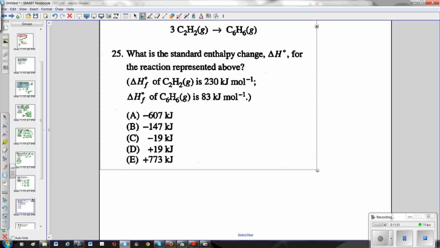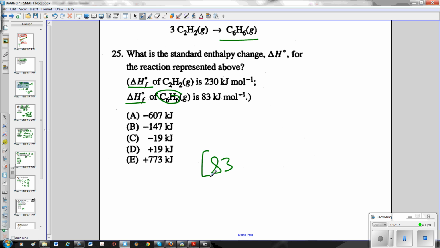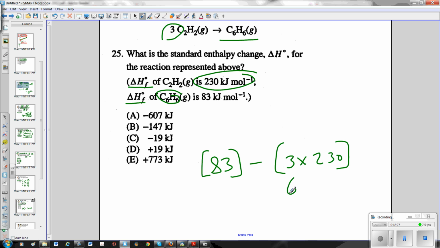All right. When you go to enthalpy change, remember it's products minus reactants. So they give you the delta HF right here. Product is C6H6. C6H6 is right there, so I take 83. I'm done with my products. Minus, and then I take C2H2, which is 230. What's the coefficient there? The coefficient there is 3. So I take 3 times, because it's coefficient times the value, 230. Multiply that, I'm going to get 690.